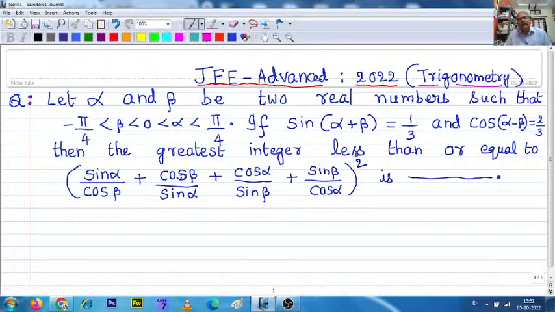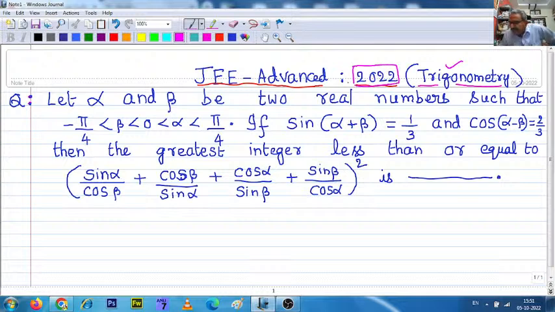In this regard we are going to discuss previous examination questions, that is JEE Advanced 2022 questions, and we shall discuss them domain wise. First, today we shall discuss trigonometry. So, JEE Advanced 2022 trigonometry question.